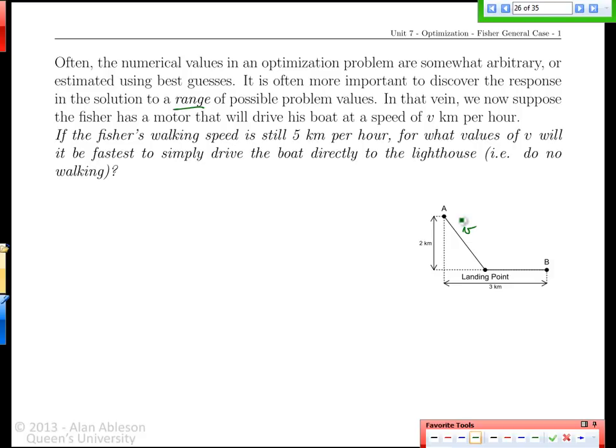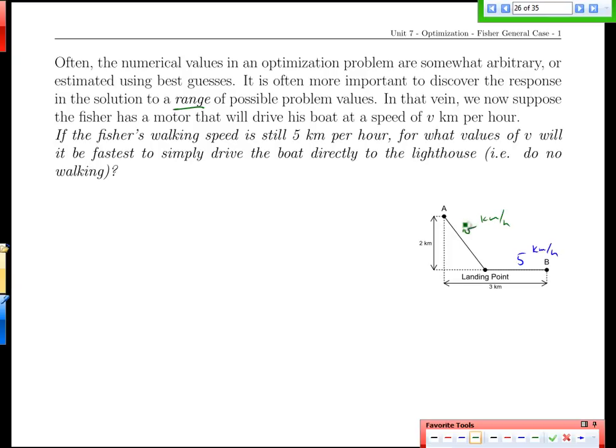In particular, we're going to work with the idea that the speed that the fisherperson can walk is still going to be 5 kilometers per hour, but that we don't know the speed at which they can row. One of the things we could ask is, at what velocity will it be best to simply go straight to the lighthouse? Let's take a look at what we mean here.